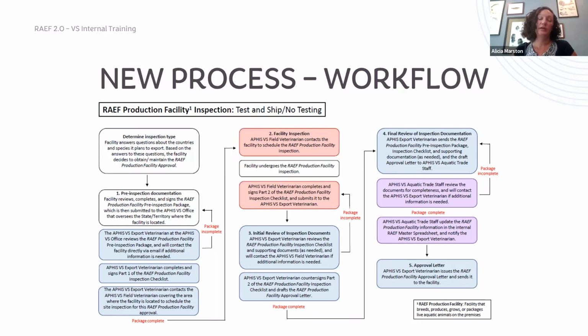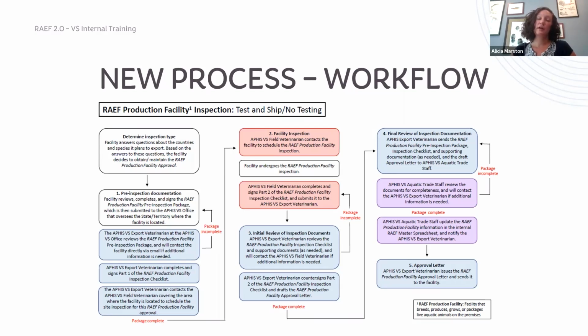So once the facility determines their inspection type, the first step, no matter the facility type, will be to fill out those pre-inspection documents and to finalize those. Then once all of those pre-inspection documents are good to go, the second step will be the facility inspection. And then the third step will be an initial review of the inspection documents that happens at the local level by our export veterinarians.